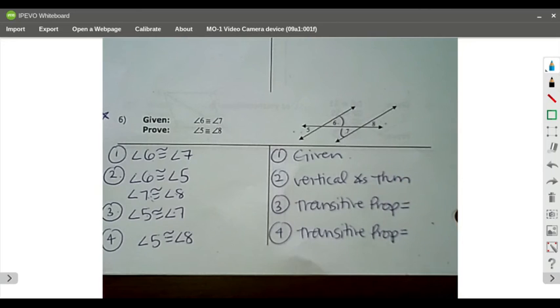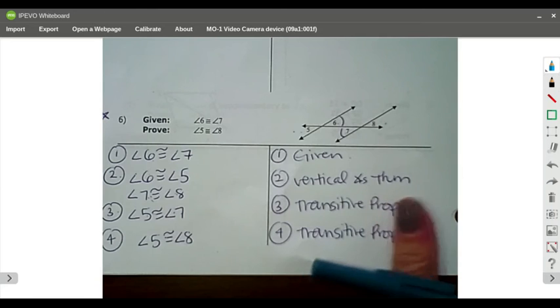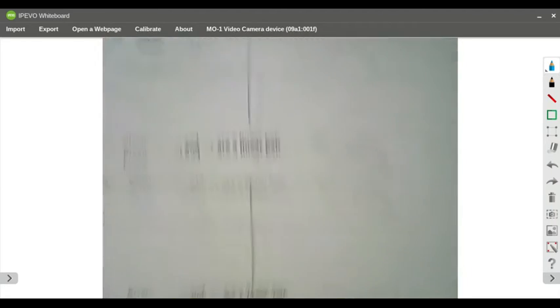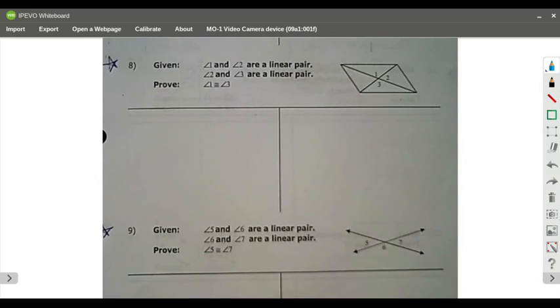And that's it. Not too bad, hopefully. Okay, so there's number 6. We're going to talk about 8 and 9. So 8 and 9 are kind of similar.